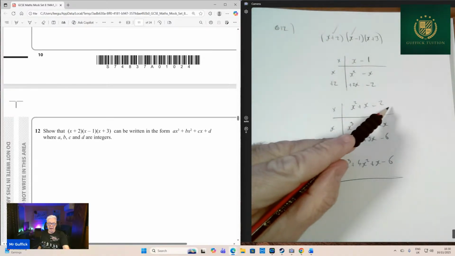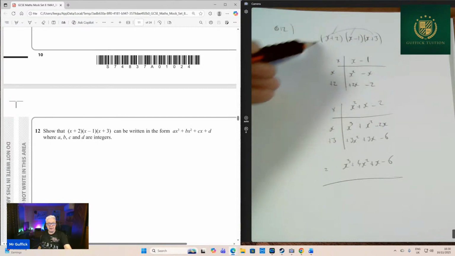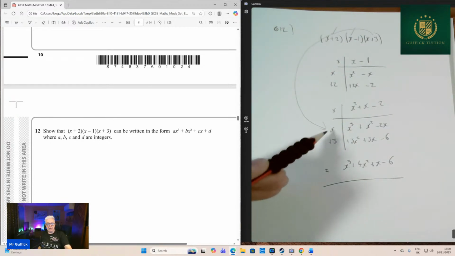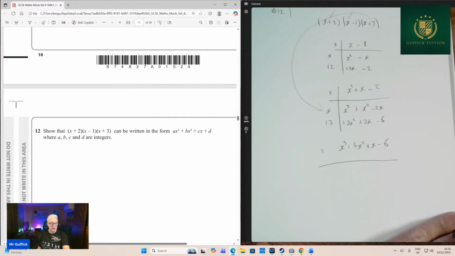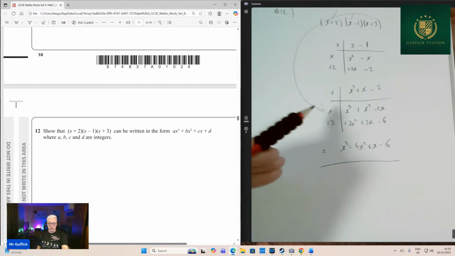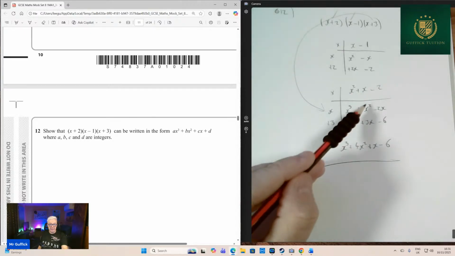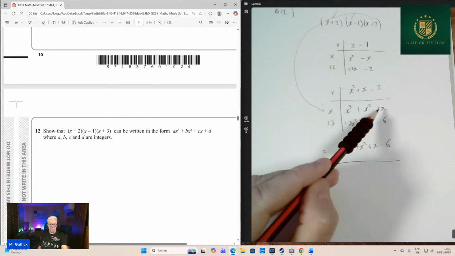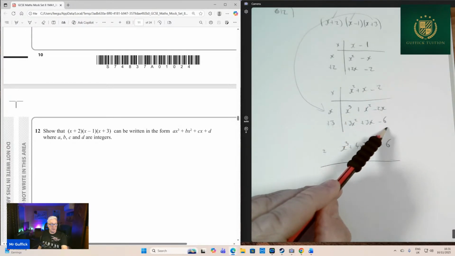Now you write that answer as the top of your next grid, and the bracket you haven't used, the x add 3, goes down the other side. And we're just going to repeat the process with this grid again now, okay? So we go x times x squared is x cubed. x times x is x squared. x times minus 2 is minus 2x. 3 times x squared is 3x squared. 3 times x is plus 3x. And plus 3 times minus 2 is minus 6.